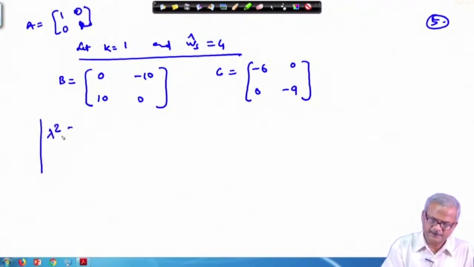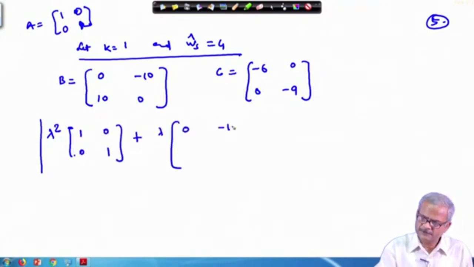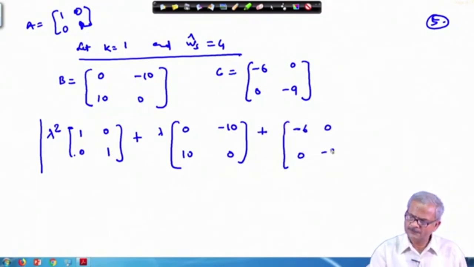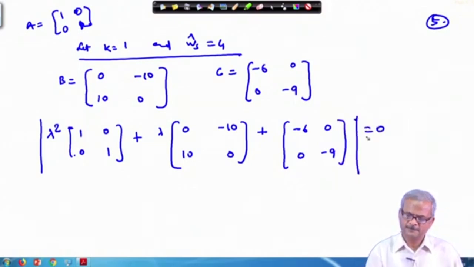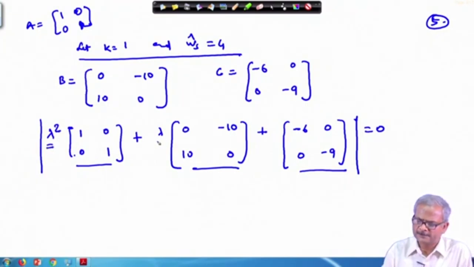So, we have to take the determinant of this quantity, this is 1 0 0 1 plus lambda times 0 minus 10 10 0, plus this term minus 6 0 0 minus 9. So, this way also we can get the eigenvalue equation. So, from here, this is your A matrix, this is B matrix, this is C matrix, and the corresponding second differential term has been replaced by lambda square, the first differential term by lambda, and because here there is no differential term, nothing is appearing here.